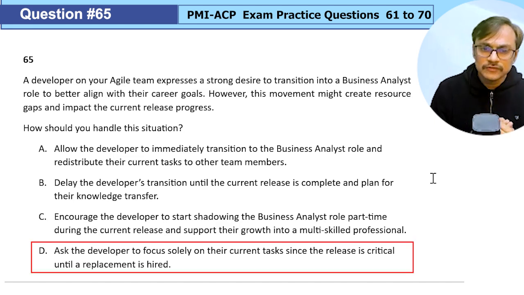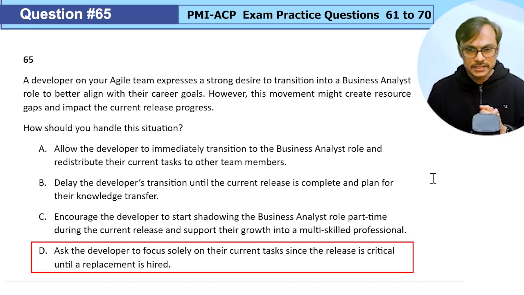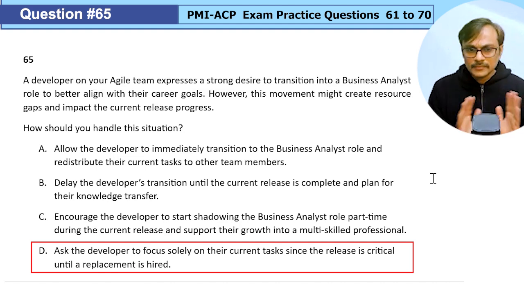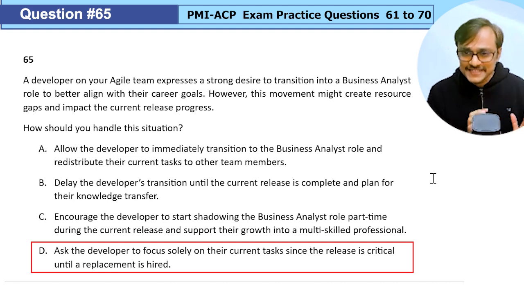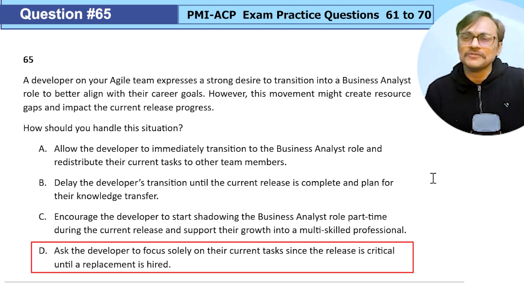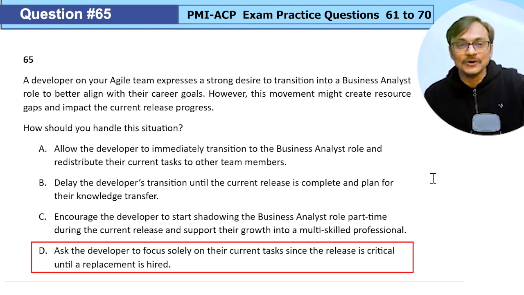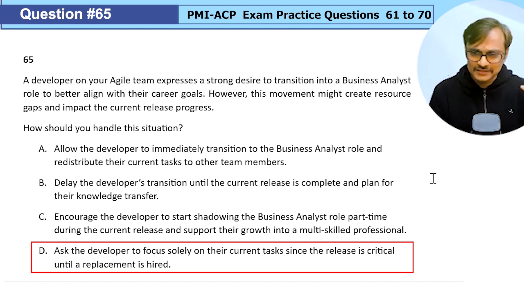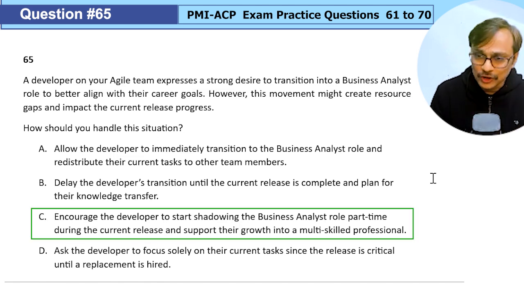Option D, ask the developer to focus solely on the current task since the release is critical until the replacement is hired. So this is definitely the most negative answer. I would say this is the least preferred thing which a project manager should do out of four. I can't say, I don't care about what you want, just get it done and I will find some replacement, then I will release you from this job. Not a good idea. So definitely you want to go with option C.